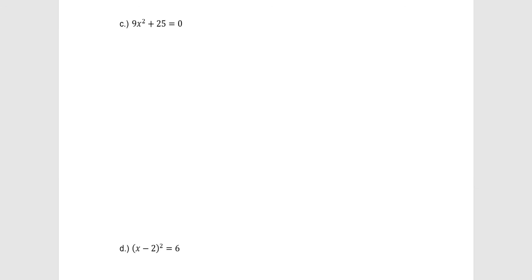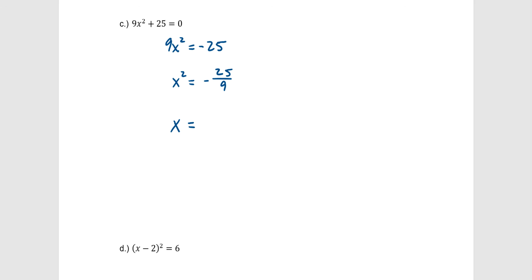We have 9x squared plus 25 equals 0. So we have just an x squared here. So once again, what we can do is we can isolate it. So subtract 25 on both sides. We get 9x squared equals negative 25. Divide both sides by 9. We get x squared equals negative 25 over 9, which doesn't look like this simplifies at all, so it's kind of messy. And then we're going to take the square root of both sides.